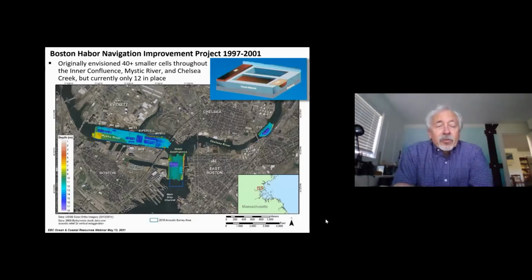So onto the actual design, the core designers had originally conceived of probably more than 40 cells, kind of a cookie cutter approach, as you see in the figure in the upper right.